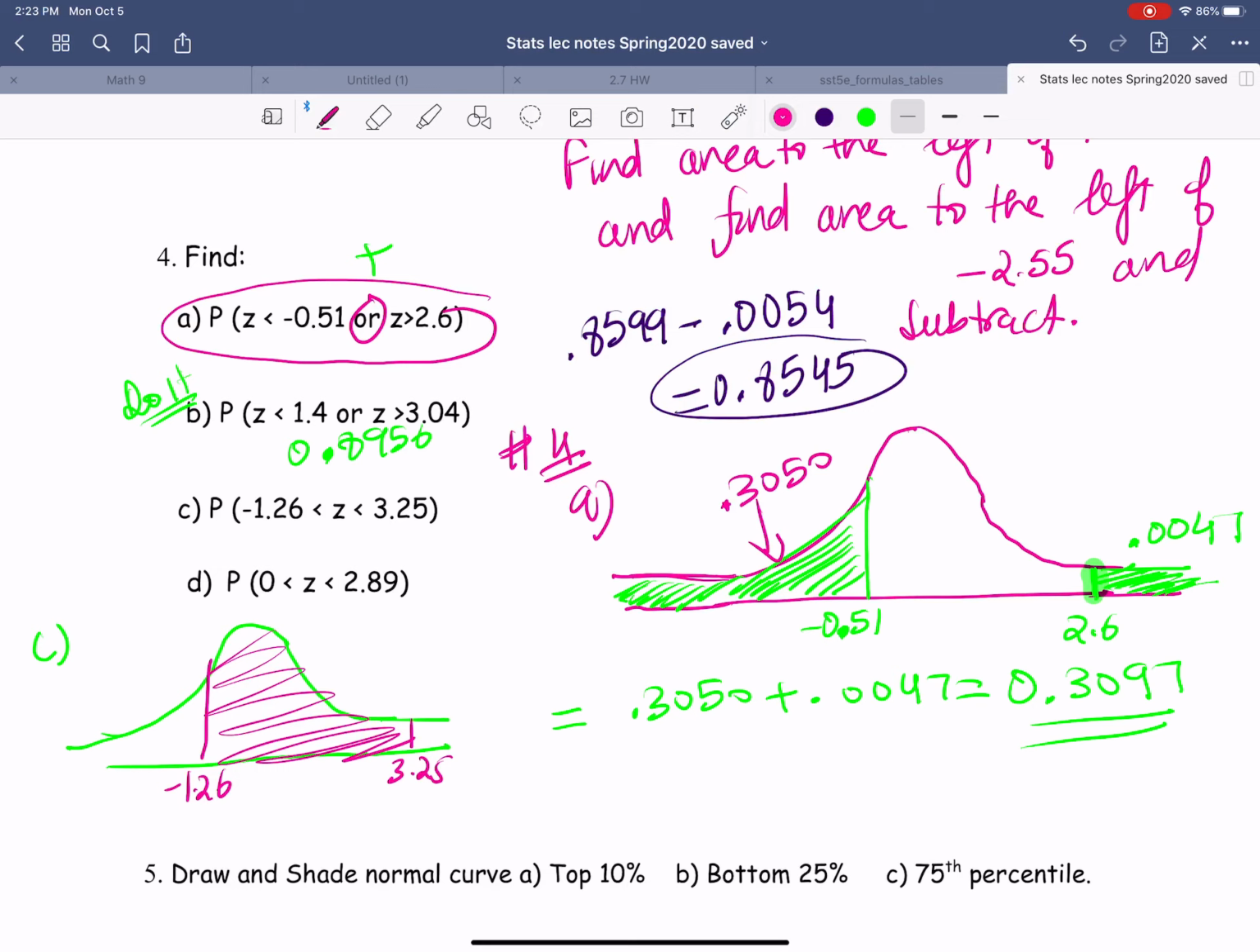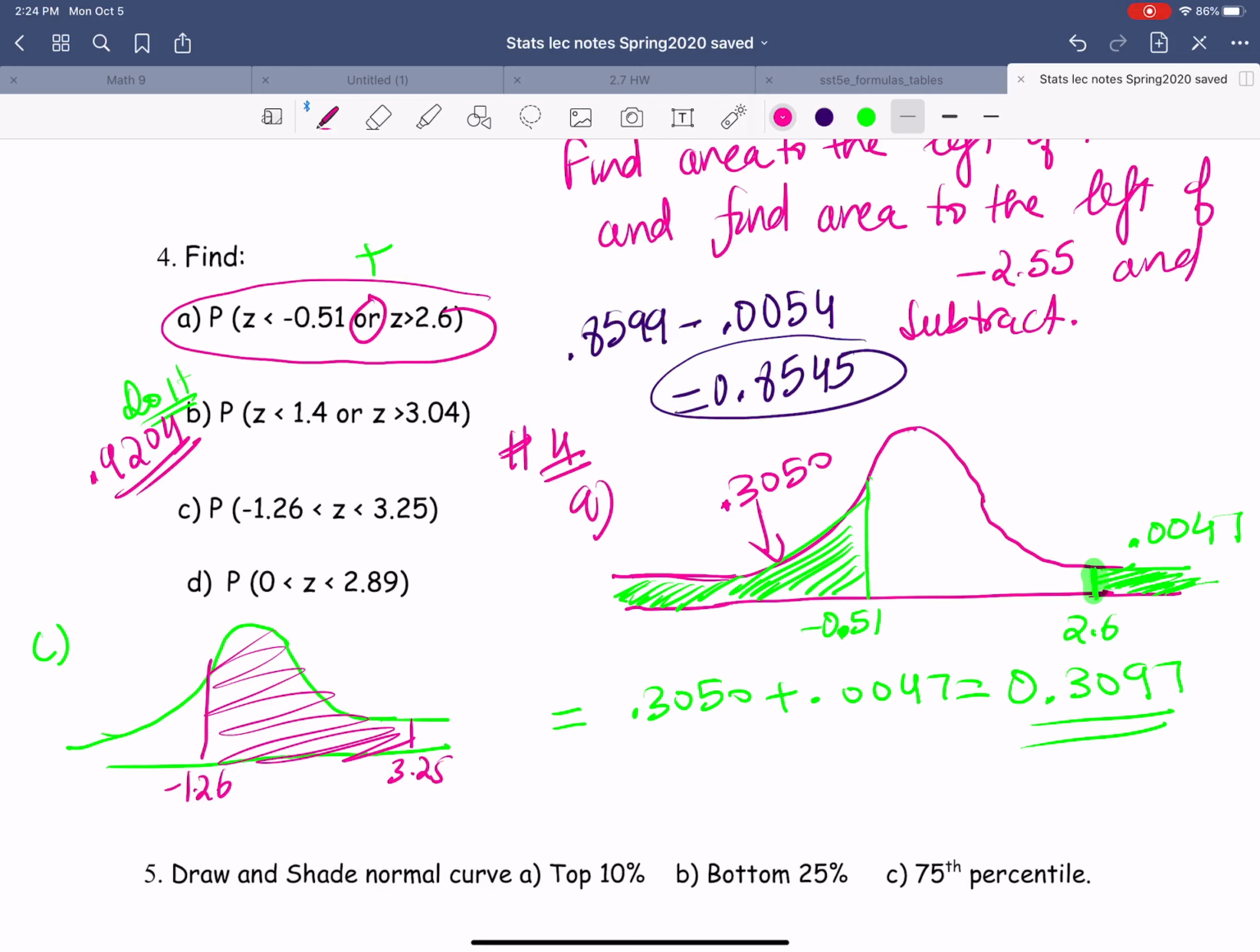So how much area is to the left of 3? Let's see. Okay, I think this is, go back, this is not correct. I believe this is going to be 0.9204. So 9204. Please match and check and see if I have it correct.